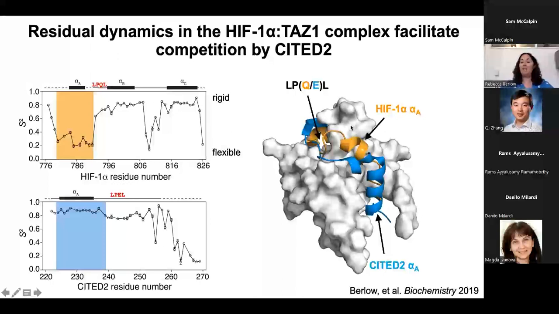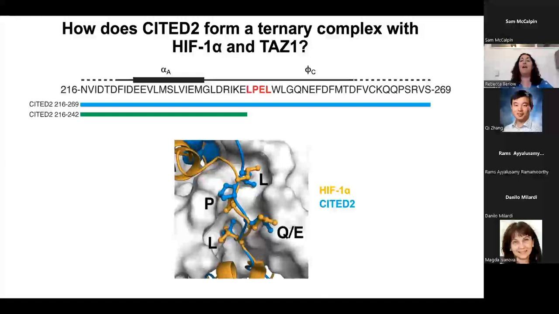And so we decided to use further NMR experiments to characterize that potential process, where this region at the N-terminus of Cyted2, the alpha A helix, may be able to bind to the TAZ1 HIF-1 alpha complex. And so to do that, we knew that if we worked with the full-length peptide, we were only going to observe the Cyted2 TAZ1 bound state. And so we decided to make a truncation peptide where we truncated everything C-terminal to the N-terminal region of Cyted2. So we removed the LPEL binding motif as well as the C-terminus.